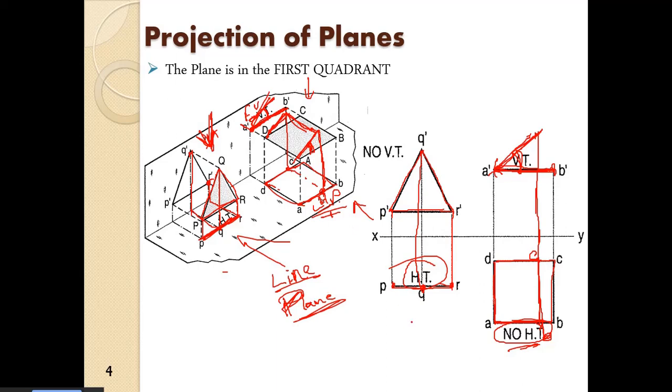Alright, otherwise people will think PQ is a line. Somebody who does not know how the drawing was made will get confused. He will think that PQ is a line, but PQ is not a line. PQ is a plane. So when we write HT, it means that this plane PQR is perpendicular to the horizontal plane. Right? It is perpendicular to the horizontal plane.